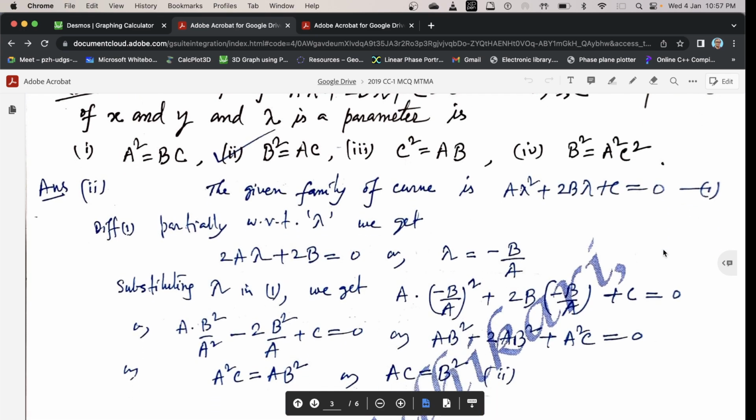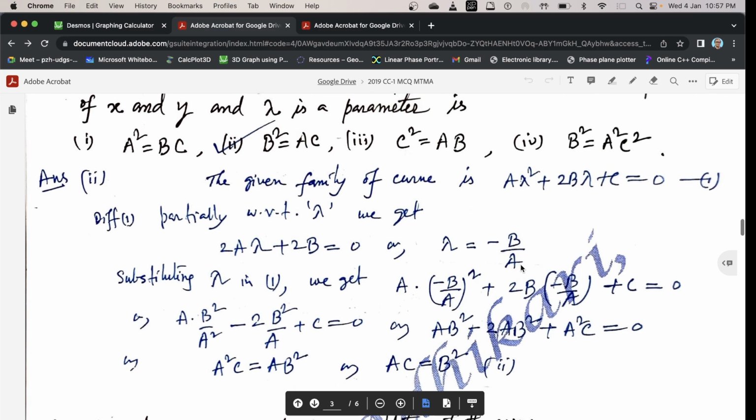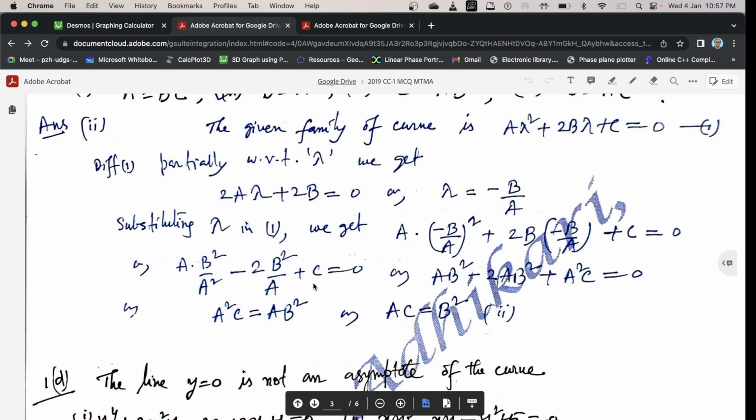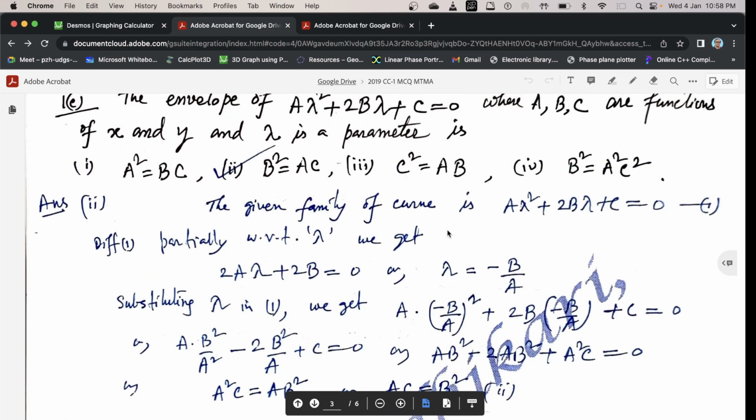And we differentiate 1 partially with respect to λ. We get 2aλ + 2b = 0, or λ = −b/a. Putting this λ in 1, we get this expression, and after simplification we get the result ac equals b², which is the correct option 2.